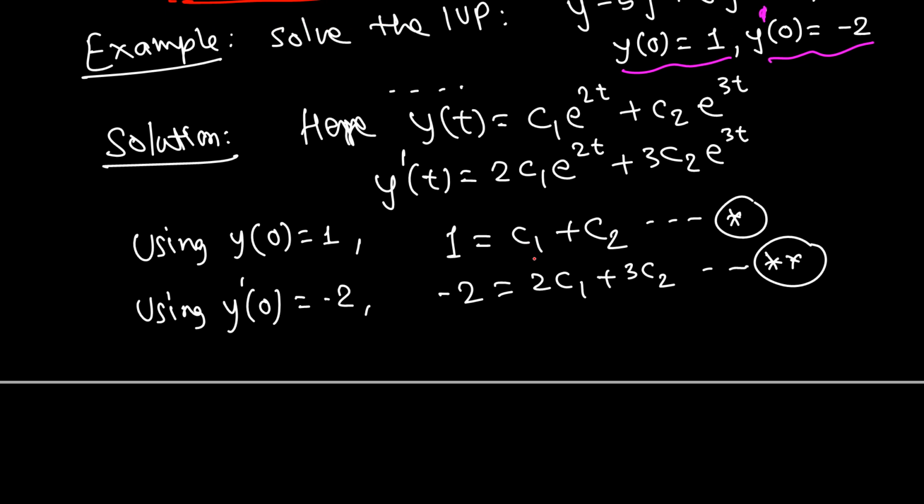I'm going to eliminate. This is 2c1, and this is c1. Let's multiply this by negative 2. That makes this negative 2, negative 2c1, negative 2c2. Then combine. Then 2c1 and negative 2c1 cancel. I just multiplied by negative 2 to cancel. 3c2 minus 2c2 is just c2. And negative 2 plus negative 2 is negative 4. So we got the value of c2.